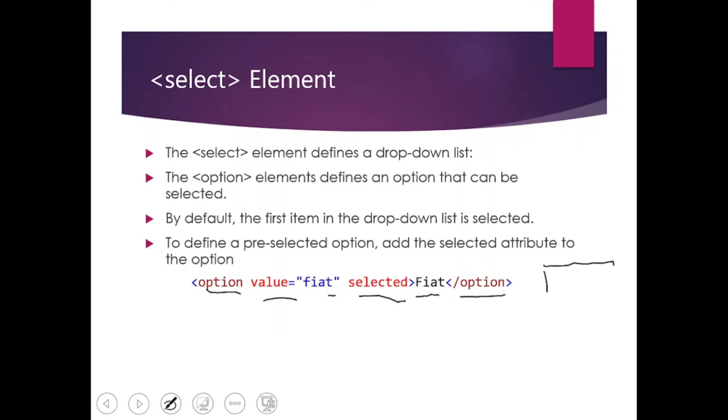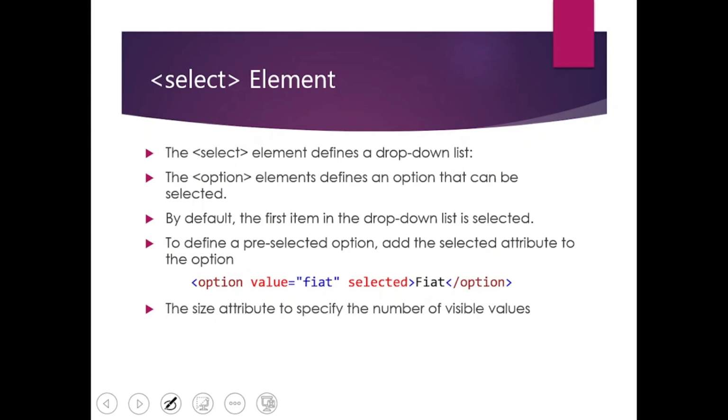So when you have a drop-down list like this, you click on it and it will show you a list. In that, by default your fiat will be there because it has been given as selected. So that will already be shown there as selected. So this is how you enter a value in the drop-down list.